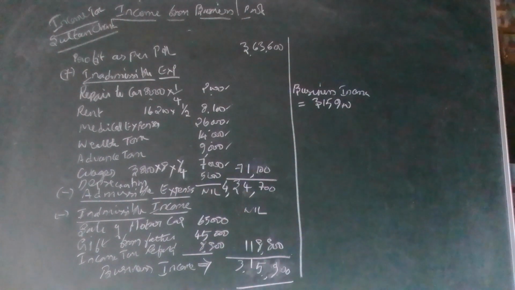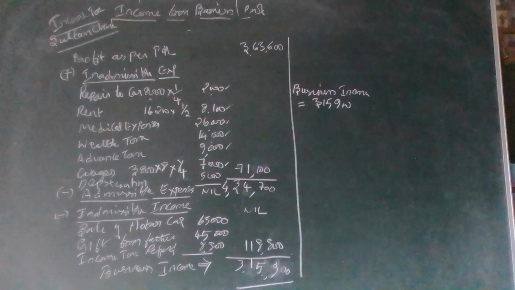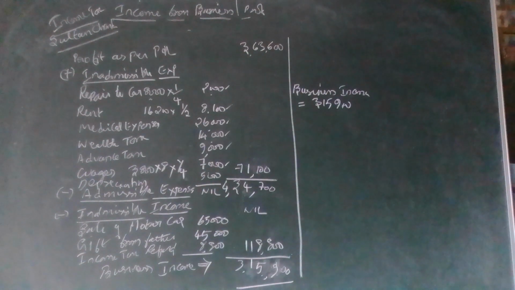Then another one is inadmissible income. Inadmissible income means those incomes are not part of the business, but are accounted. Now we have to eliminate them. So in simple terms, please keep in mind: profit, add inadmissible expense, minus admissible expense, minus inadmissible income. The balance is your business profit.